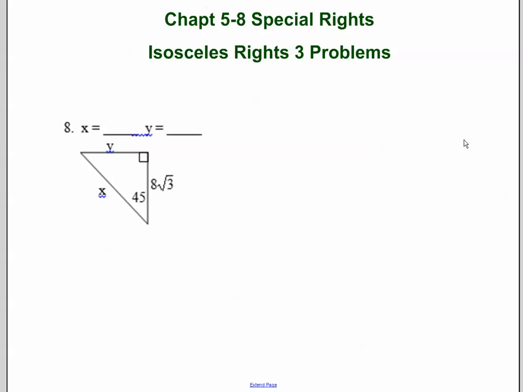I'm going to knock out 3 problems from the homework that I gave you on Thursday, Friday-ish, depending on if you're there for the snow or not. Let's go ahead and get started. This is an Isosceles Right problem.